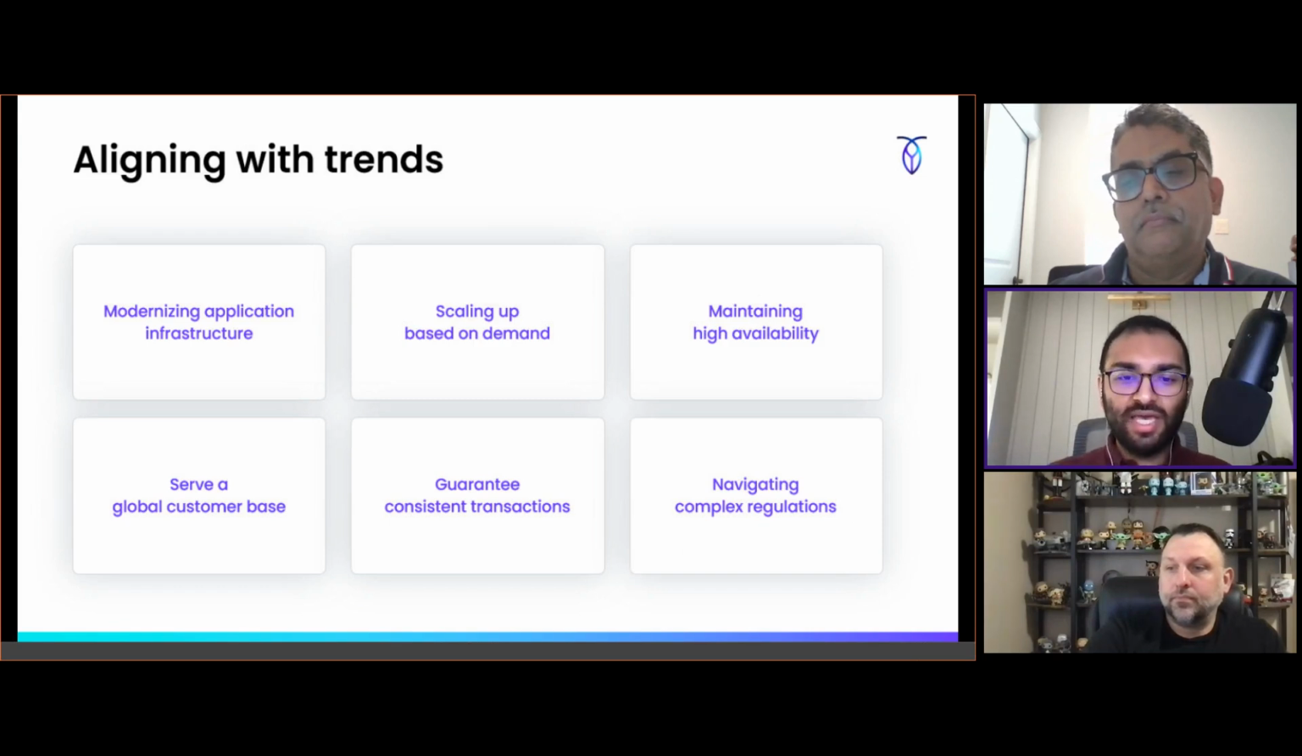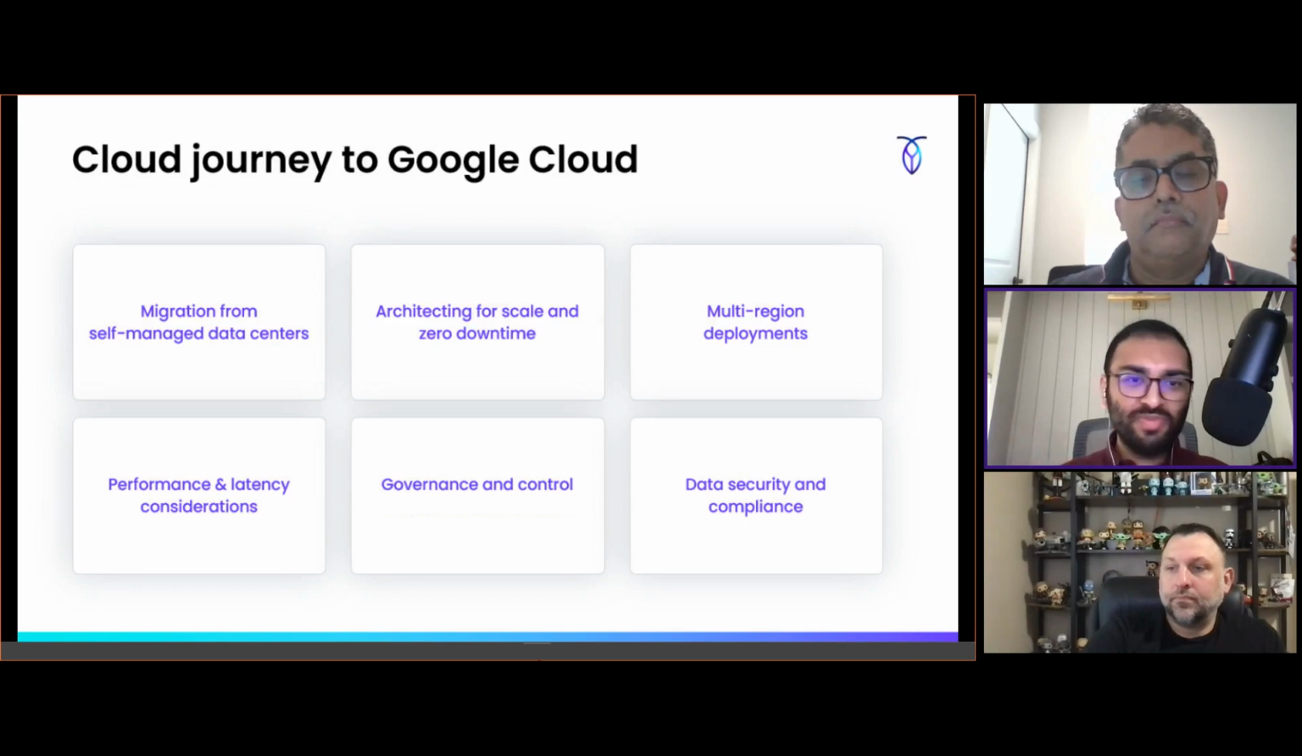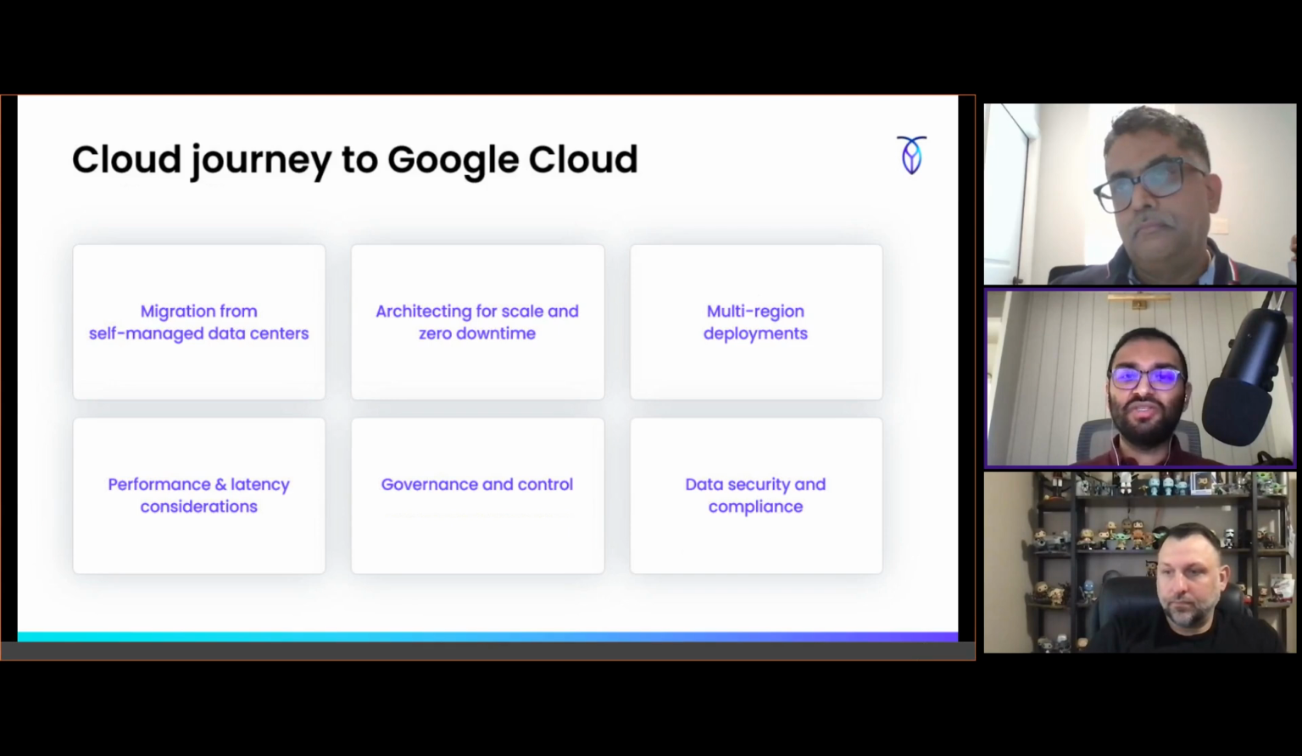And one of the ways that they're doing that is they're moving their on-prem data centers, taking that cloud journey, going to the cloud. By leveraging Google Cloud, what they're looking to do is ease off managing their own data centers and make it simpler to manage the infrastructure, using the cloud resources and the cloud native architecture to architect for scale and achieve zero downtime, take advantage of the multiple regions that are provided to scale their applications across different regions while making sure they're giving great performance for users everywhere.